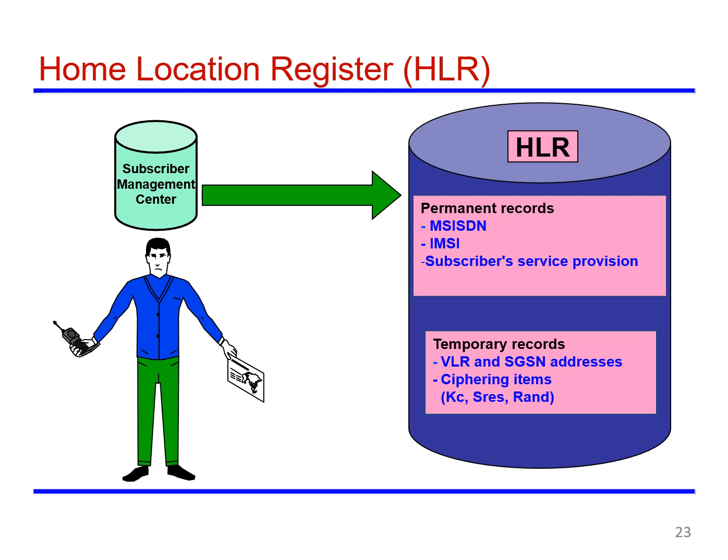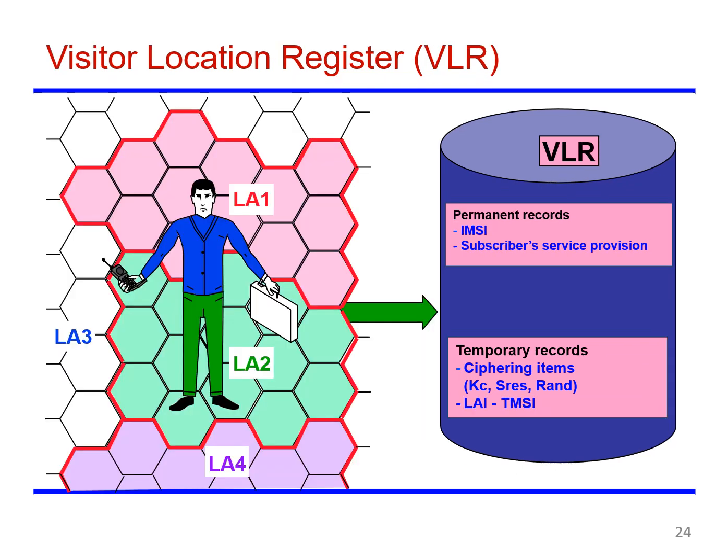Now, the main purpose of the HLR is to store some information of the customer. One is the permanent information, the profile of the customer, and at the same time, it is holding some temporary records related to the subscriber: which MSC he is roaming in, and on which SGSN he is roaming, in the sense in which VLR he is roaming and in which SGSN he is roaming, and at the same time other ciphering items.